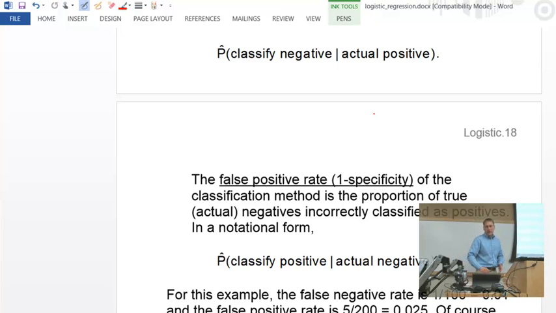Just a little note about my notation here. If you notice, I have a little hat on top of some of my probabilities. I introduced sensitivity, specificity, and the false positive and false negative rates as estimates so that we could look at that simple table that we saw there. So that's why I put a little hat on top, to mean it's an estimated probability.